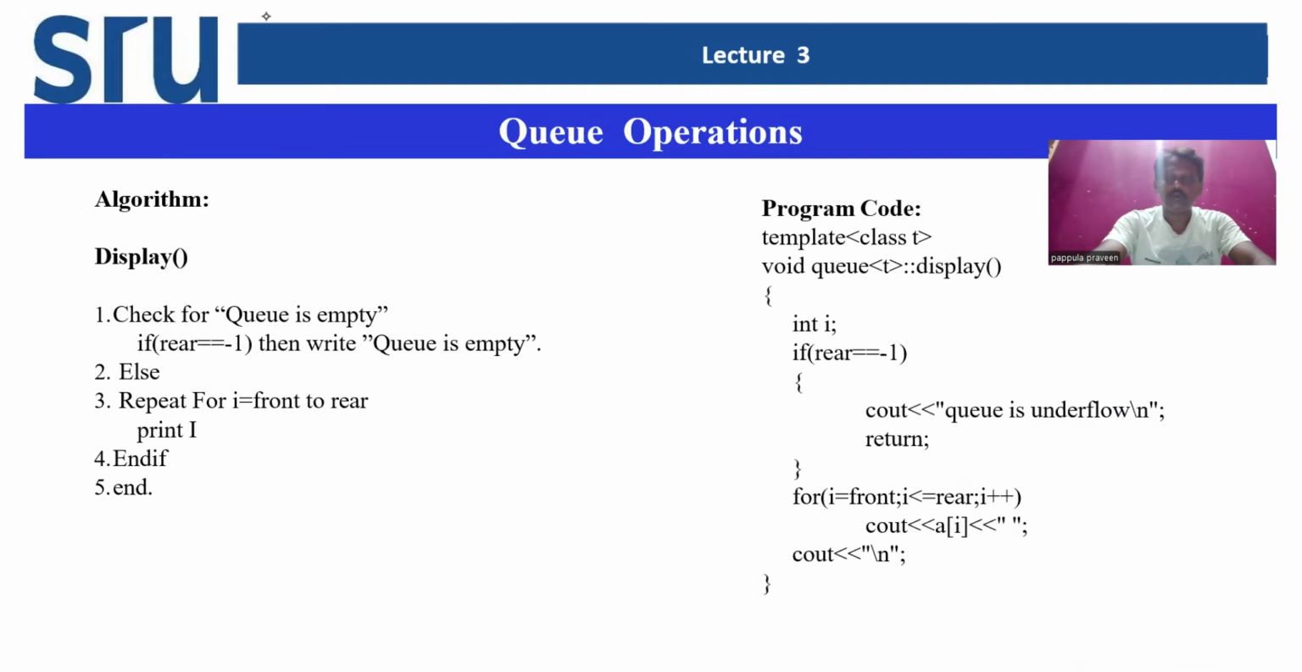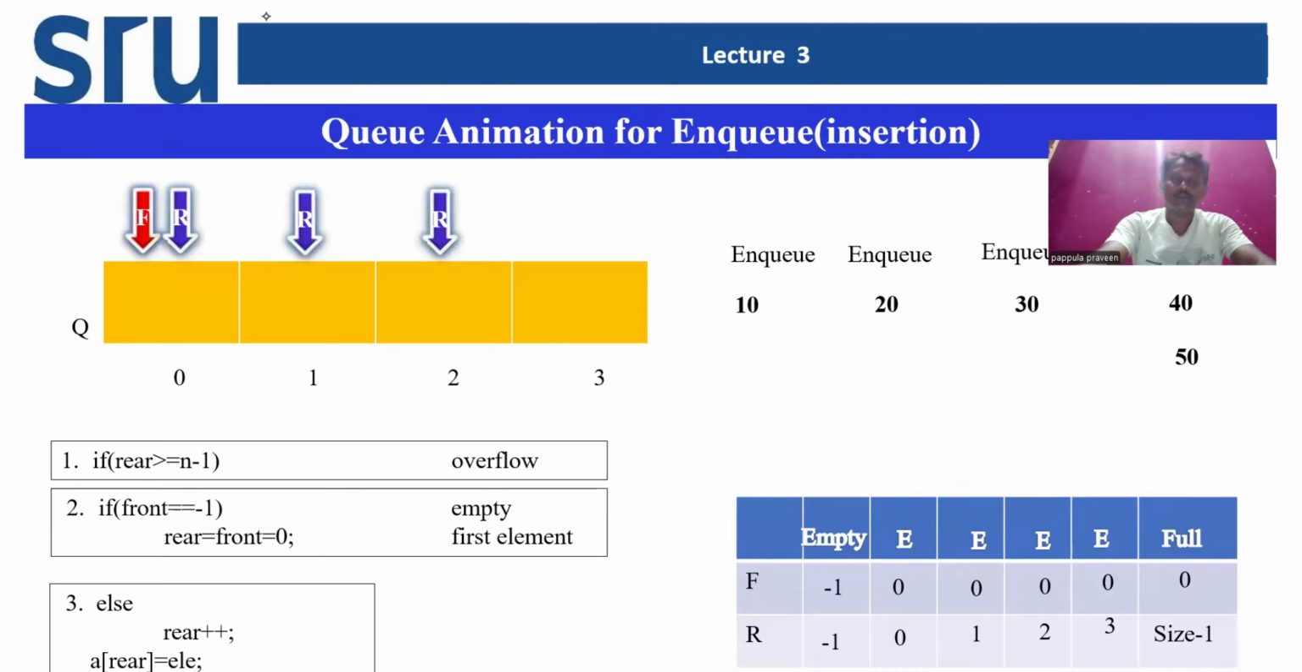This is the programming code for the display operation. You start with rear equal to -1, the queue is underflow. Otherwise, I value equal to starting with 0, zero base front, I less than or equal to rear, I plus plus. So now you print in sequential manner. So this is the queue animation. Rear equal to n-1 overflow. Front equal to -1, there are no elements in the queue, and the rear value will be incremented by 1. Then the element is inserted at the rear.